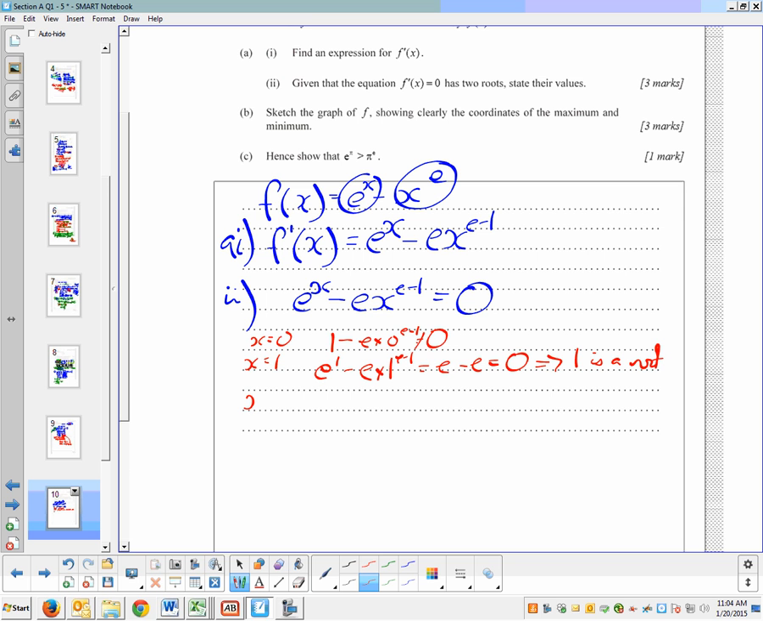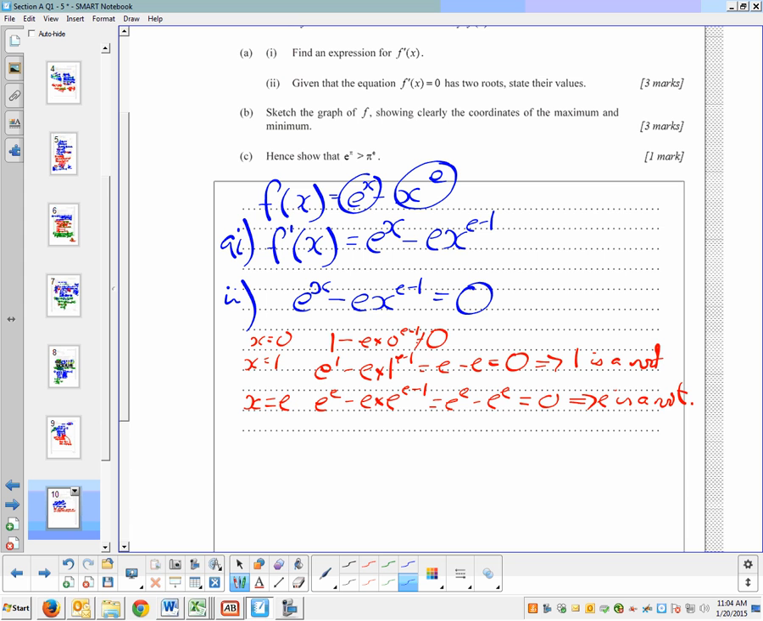What's the only other sensible number to try in this situation? Well, it's e. So let's see what happens when you do e. e to the e minus e times e to the e minus 1. Well, that's e to the e minus e to the e, which is 0. Oh, look, e is also a root. There's no need really to write that down, as long as you can reach the conclusion that 1 and e are roots of this equation.